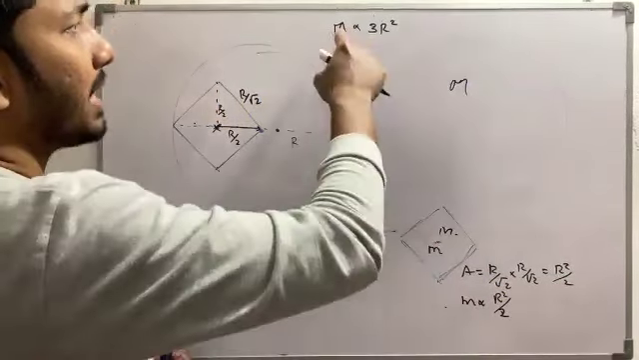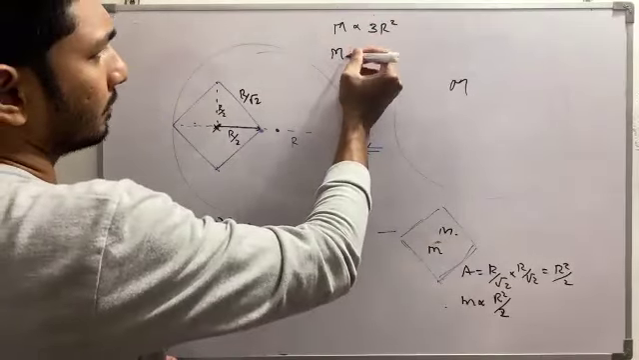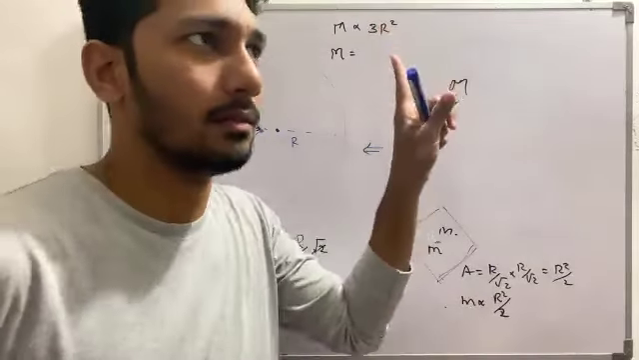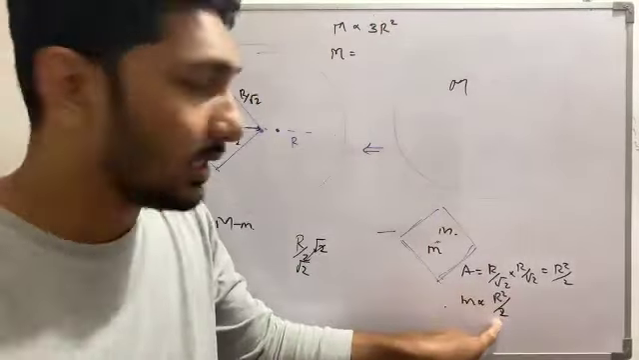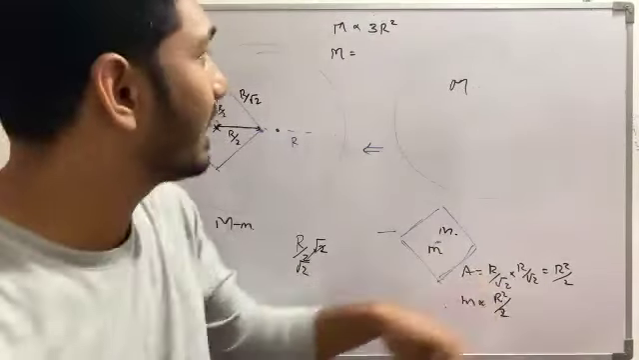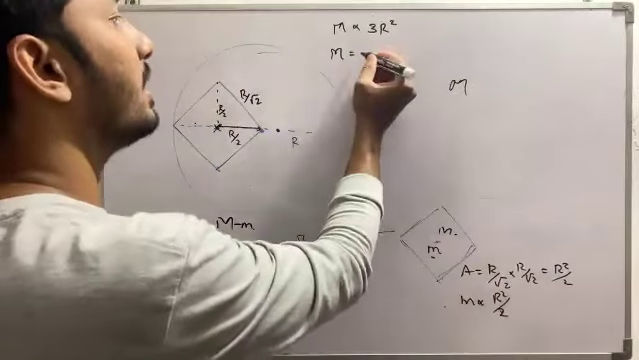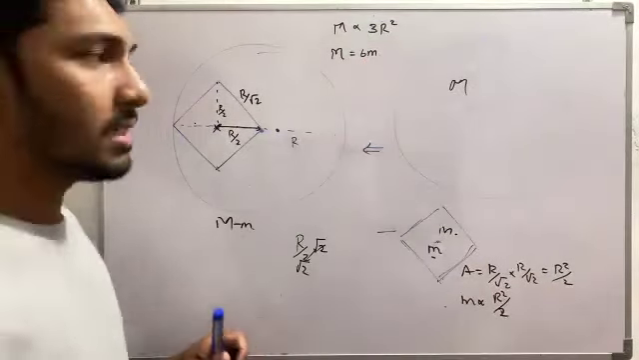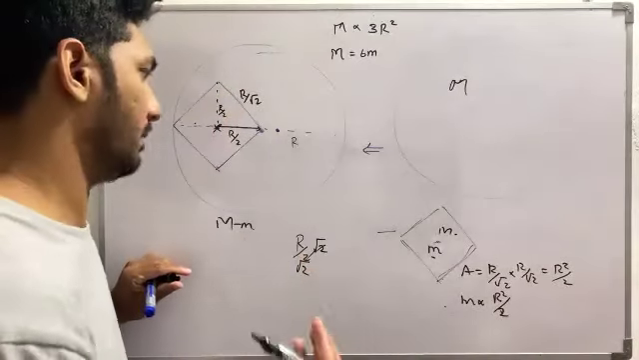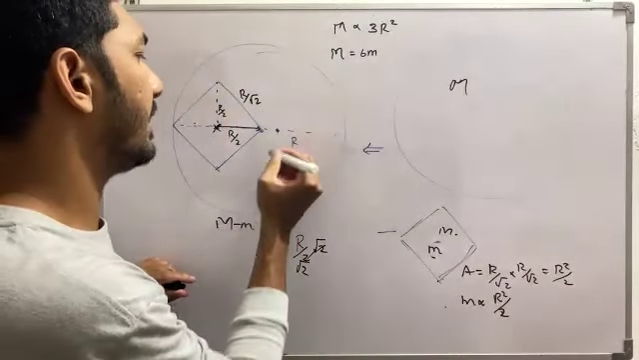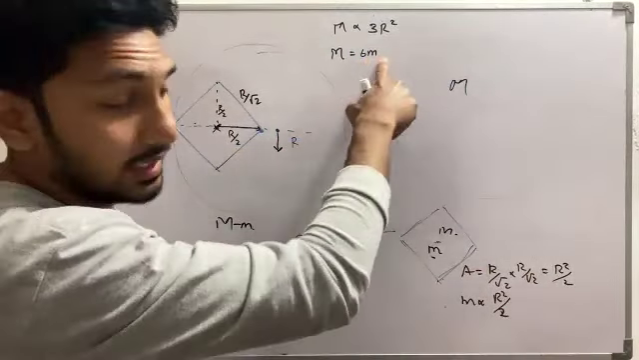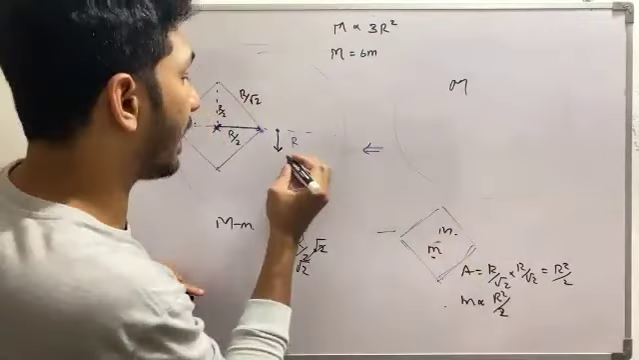In terms of m, can we determine the mass of capital M? How many times bigger is the area of this than this? You multiply it by 6, that will result in 3r squared. So you can say, if this is small m, this will be 6m. Now, when you come to this outcome disk with a hole, it has its center of gravity here. The mass of that outcome disk will be 6m minus m, so it will be 5m.